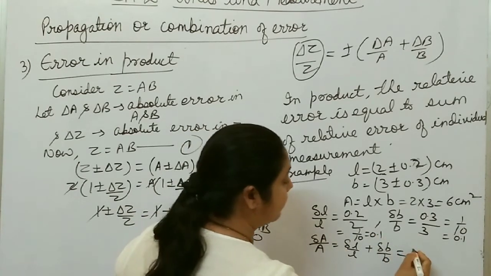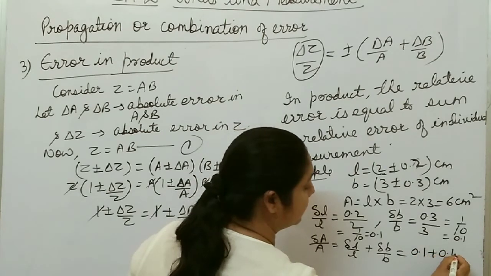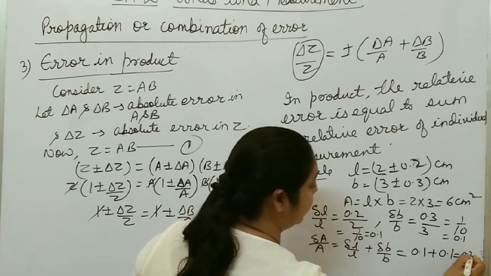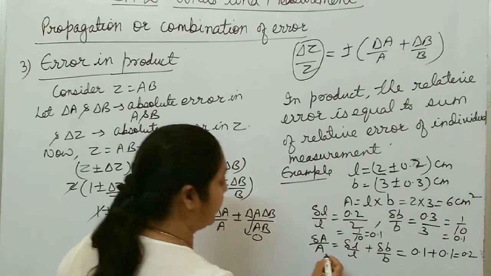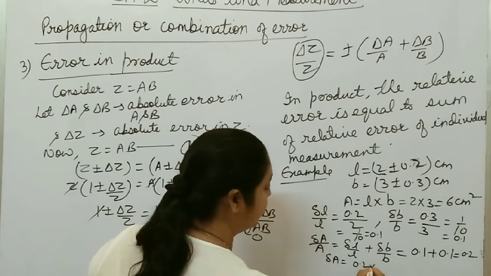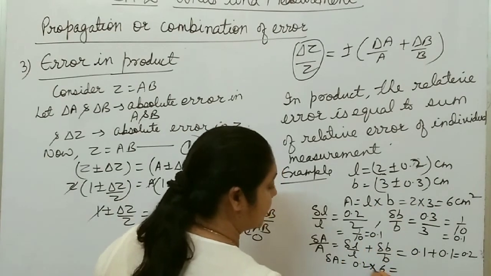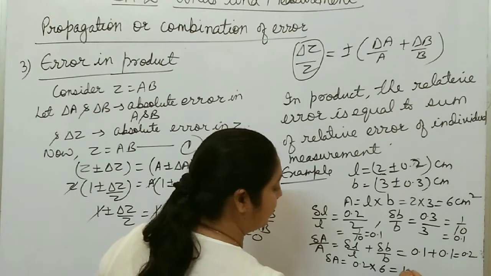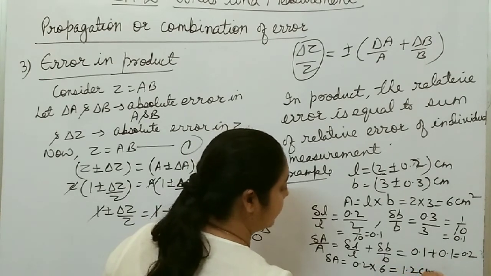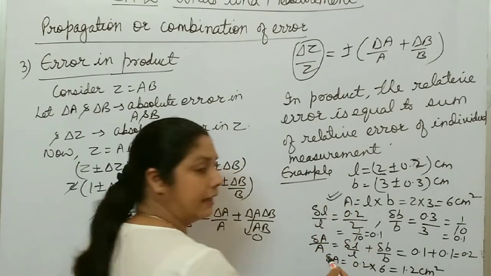So what is the relative error in length? 0.1, plus breadth is also 0.1. It becomes 0.2. So from here you get delta A becomes 0.2 times area, and area is 6. So it becomes 1.2 centimeter square. In this way you calculate A and delta A.